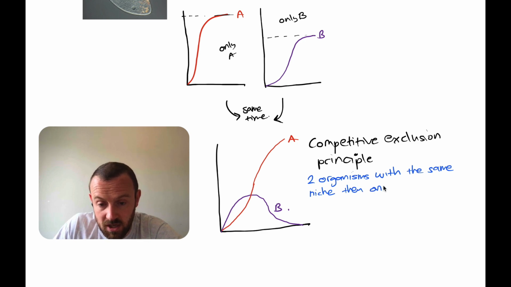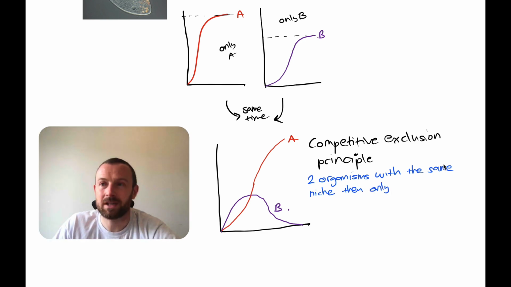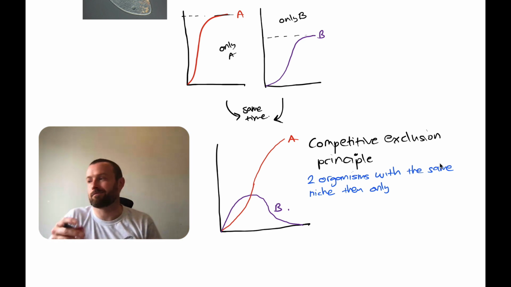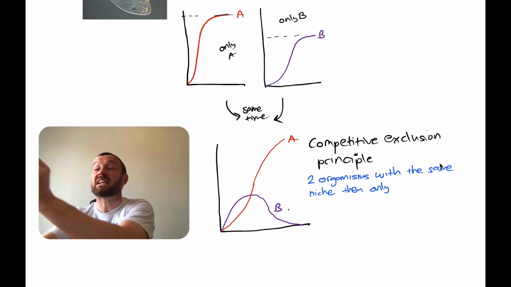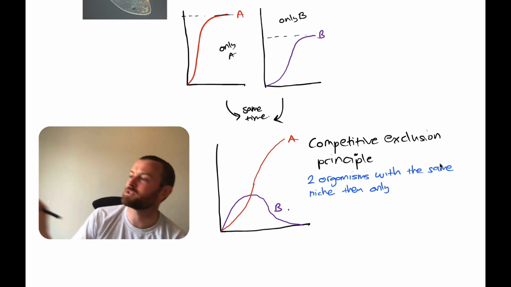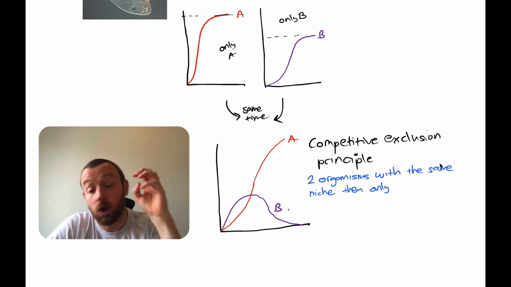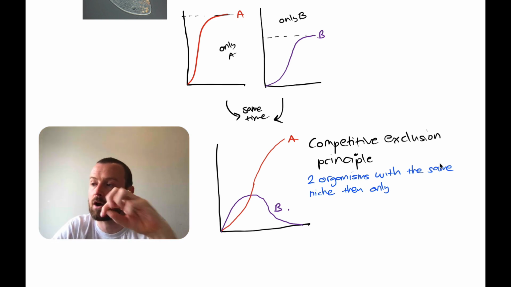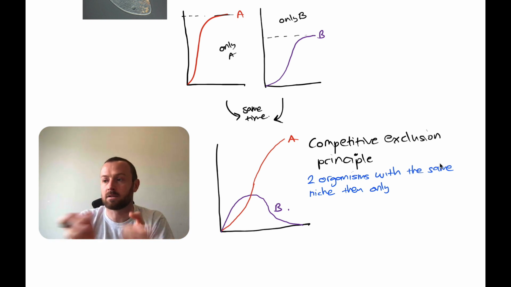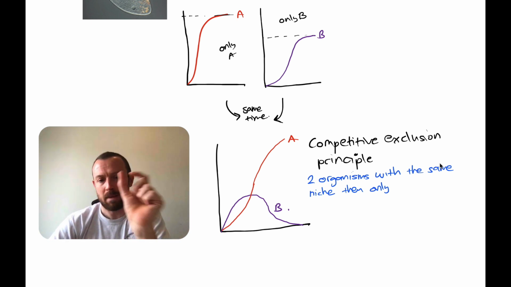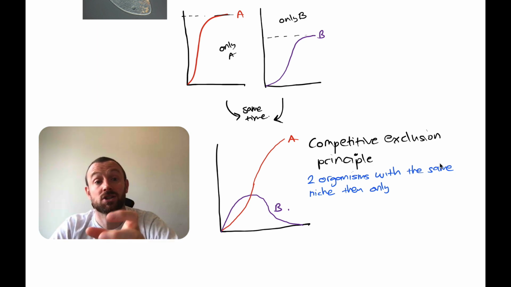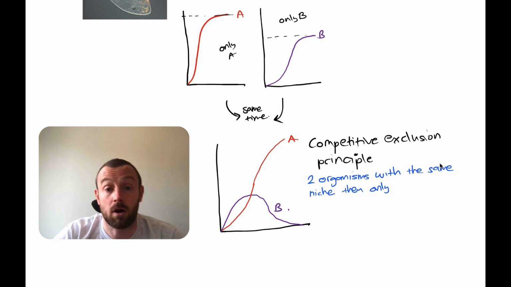So a niche is basically, well, niche, like if you're talking about a niche in a house or a bookshelf, you might put something into a little niche, like, oh, that's the perfect spot for that book. I'm just going to put it into that niche. So in ecology, a niche is a way that an organism fits into a habitat or an ecosystem. So there's only one space for that niche.